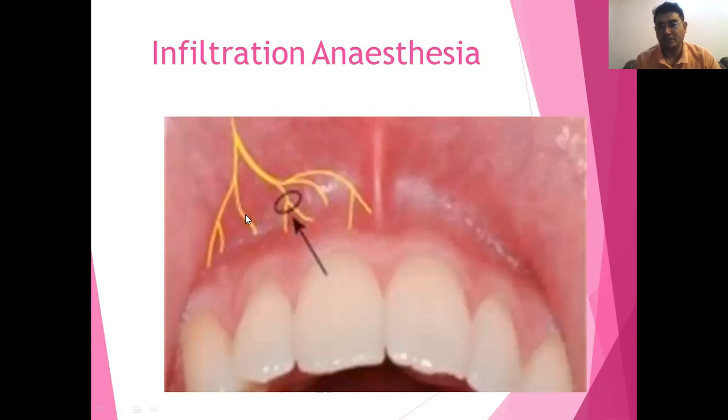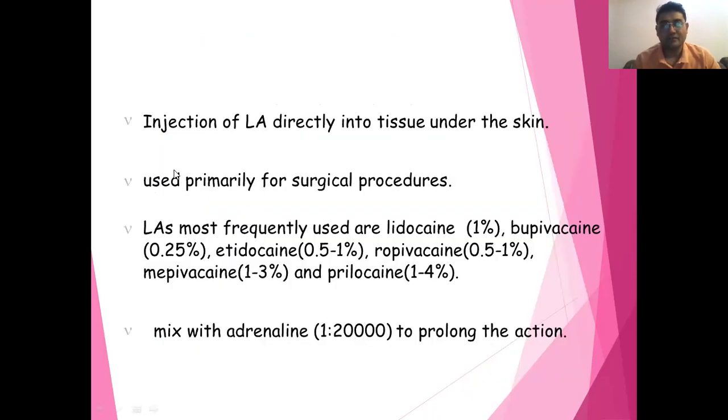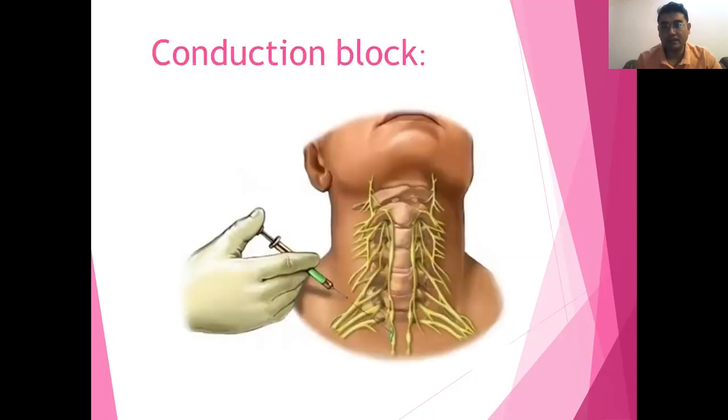Infiltration anesthesia is like this, that we block the local nerve endings. It is used mostly in dentistry. Injection of local anesthesia directly into the tissue under the skin, used primarily for surgical procedures. Local anesthetics most frequently used are lidocaine 1%, bupivacaine 0.15%, etidocaine 0.5 or 1%, ropivacaine 0.5 to 1%, mepivacaine 1 up to 3%, and prilocaine 1 up to 4%. And we can mix it with adrenaline to prolong the action.